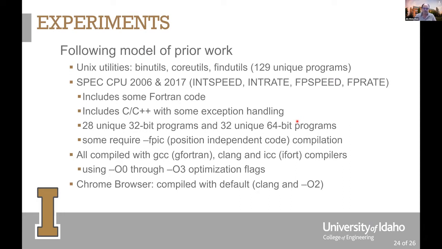Following models of prior work, we took binutils, coreutils, and findutils. There's 129 unique programs. We took SPEC CPU, oops, this wasn't updated, but there's basically 60-some unique programs in each of these data sets. They include some Fortran code, include C and C++ with some exception handling. Some require position independent code, so that was interesting. We compiled everything with the GCC or GFortran compiler, Clang, and the Intel compiler. We compiled them using optimization options O0, O1, O2, and O3. We also compiled the Chrome browser because it's big, just using the default.